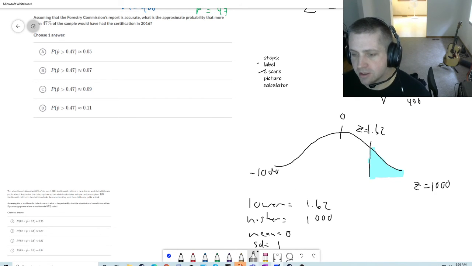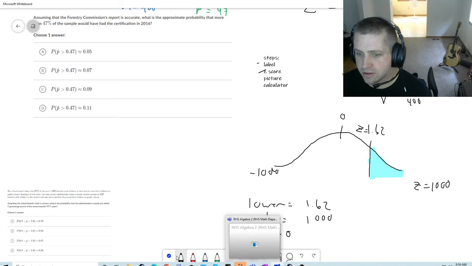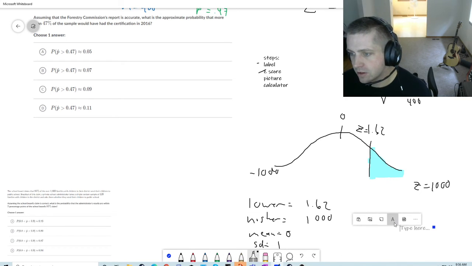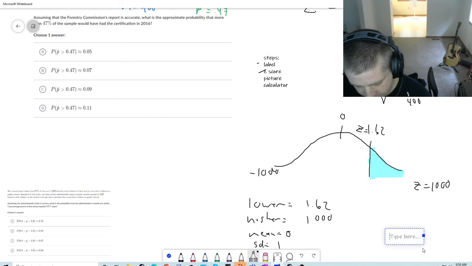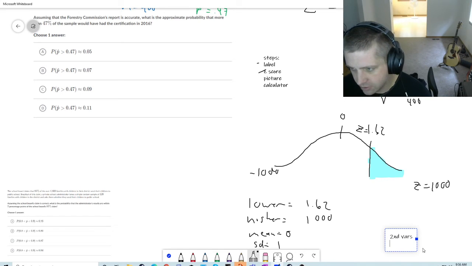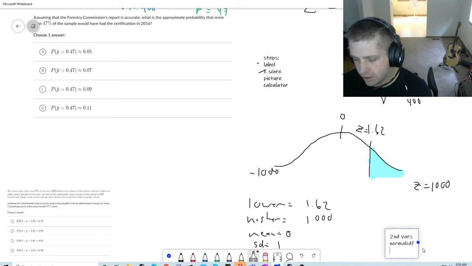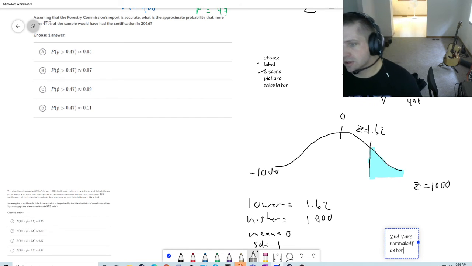Anyway, I'll plug this into my Teams calculator. In your TI, you would hit second vars, and then you would hit normal CDF, and hit enter, and then it prompts you with a menu, and you could just plug those into your menu. Now, if it doesn't prompt you with a menu, you have an old school calculator. You just type in lower, comma, upper, and you would get it.